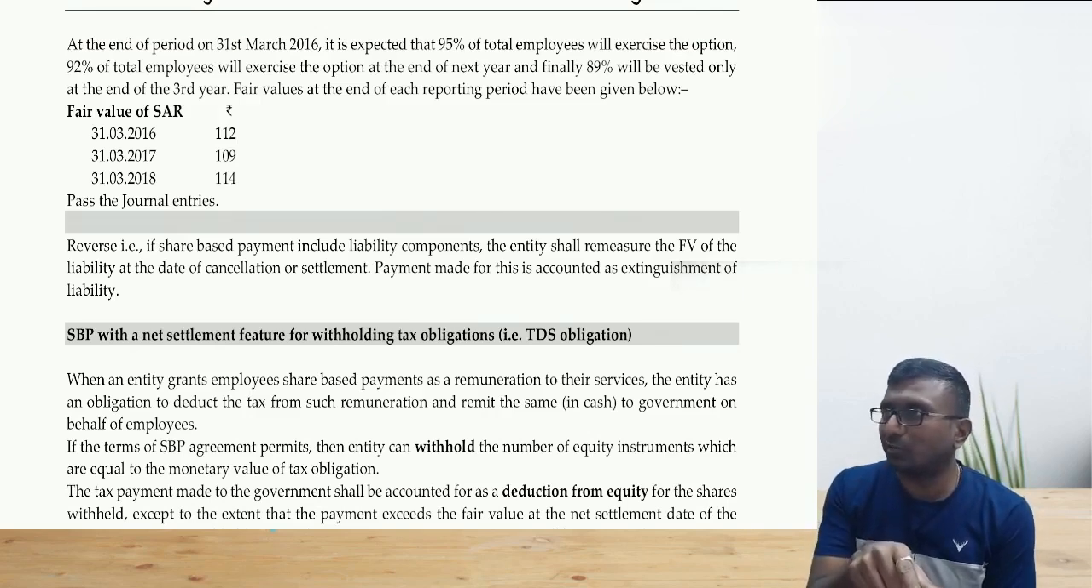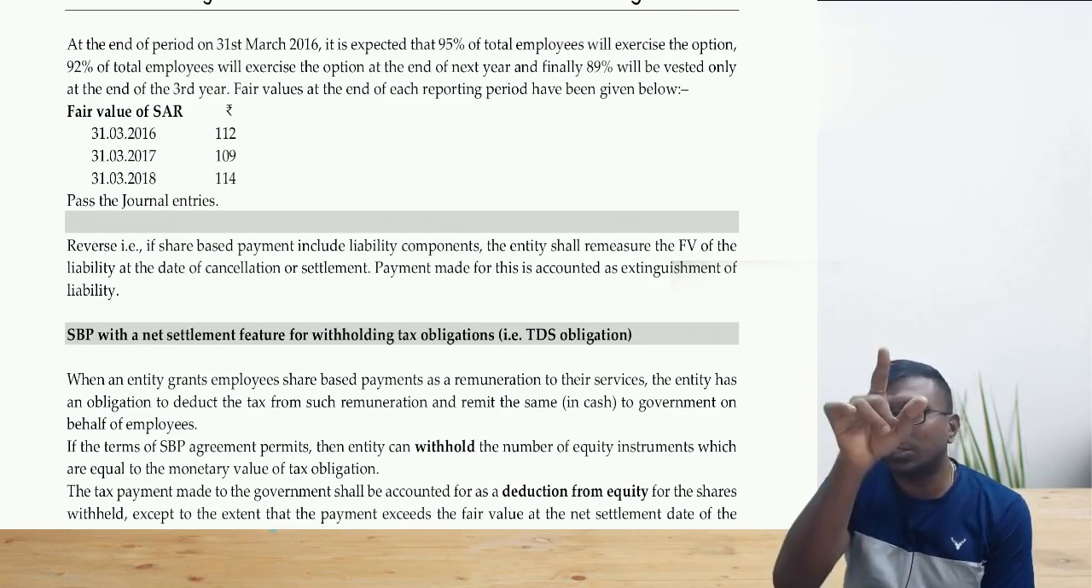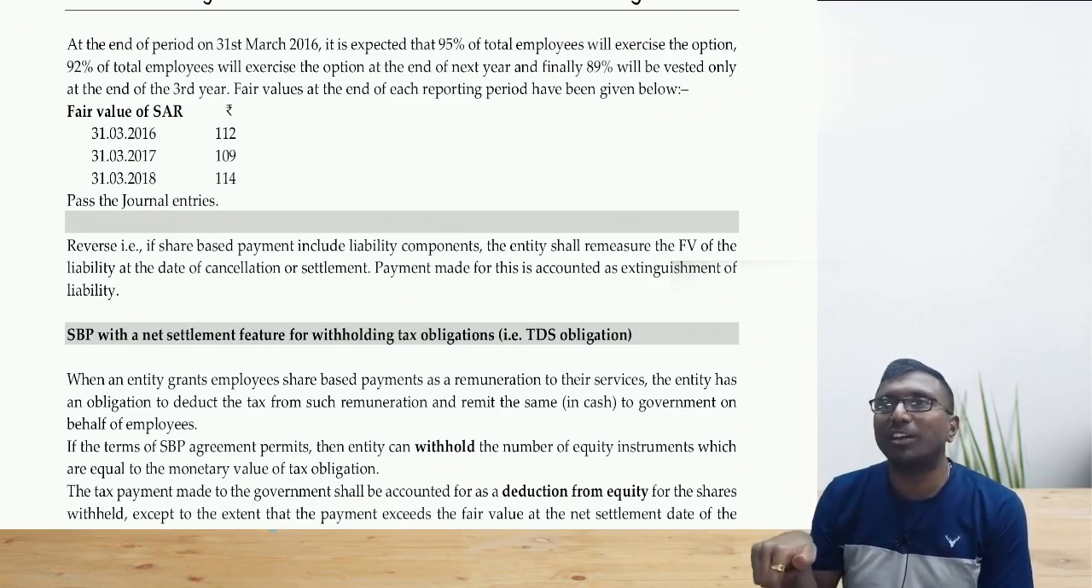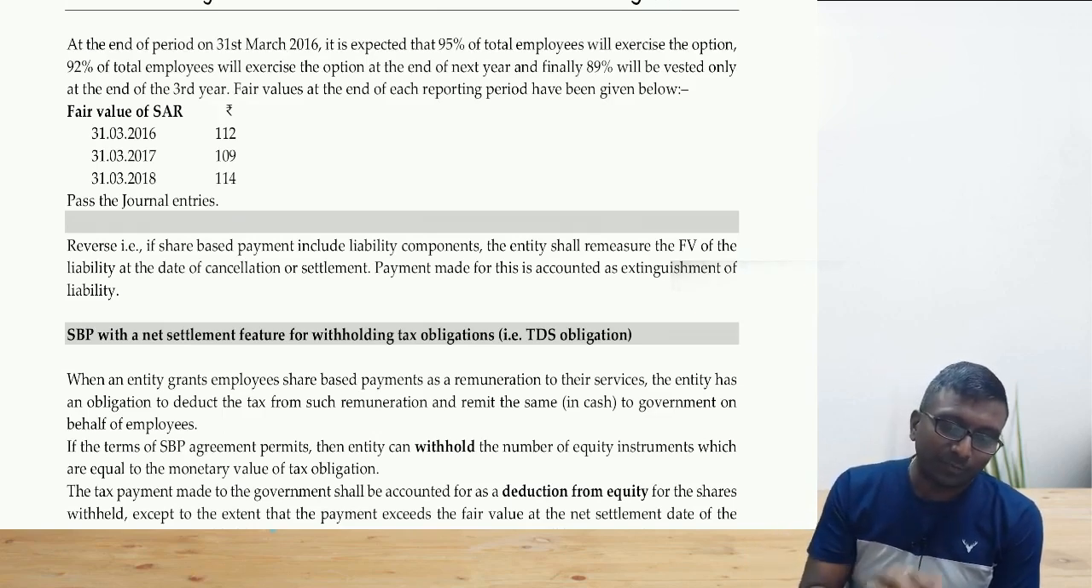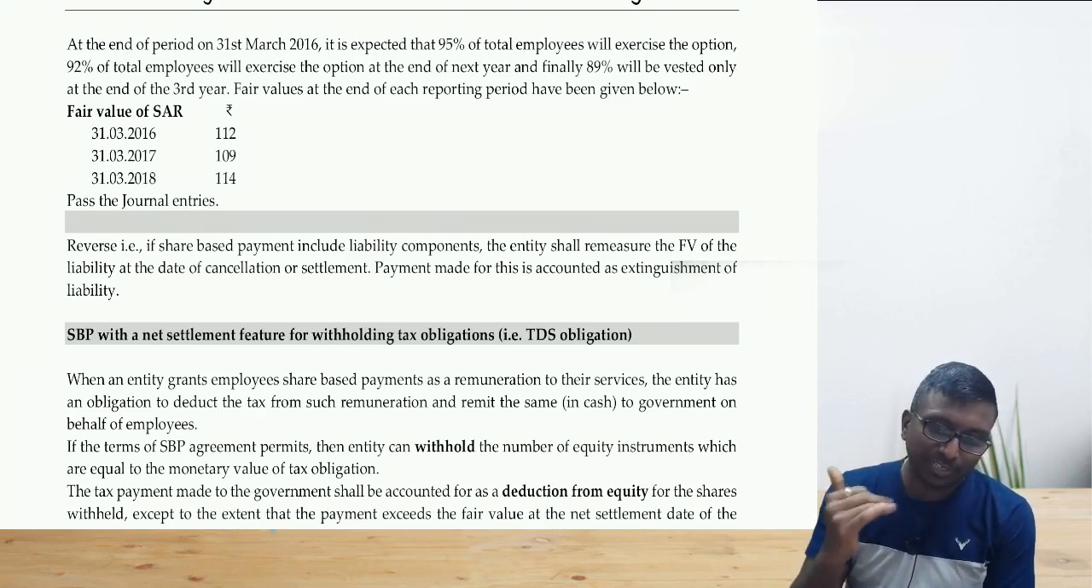For this, the answer is given, what you know. They charged 100% to the first year. They said it vested immediately at the top. Correct. But why below did you say vested again? Fair value of the SAR. Okay, 16, 17, 18, something is given.